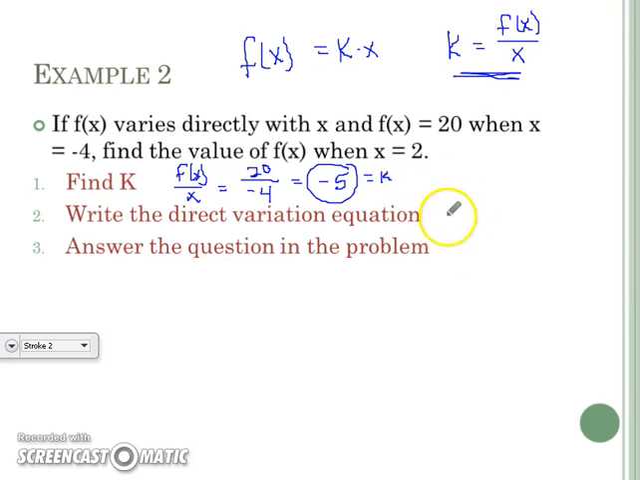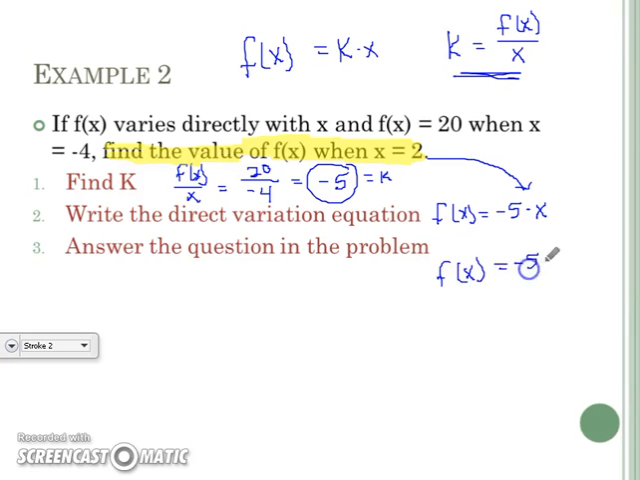Then we have our direct variation equation. We want to use our new value of k in that. So it would be f of x equals -5, in place of k, times x. And now we can finish solving the problem. We want to find the value of f of x when x equals 2. So we already know that k is -5, so we're going to replace x with 2. So f of x equals -5 times 2. F of x equals -10.